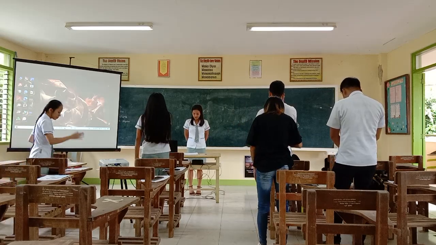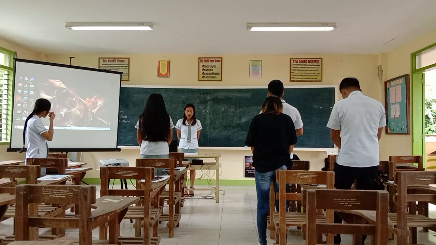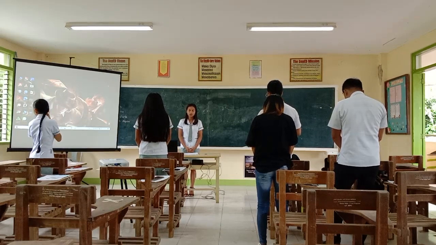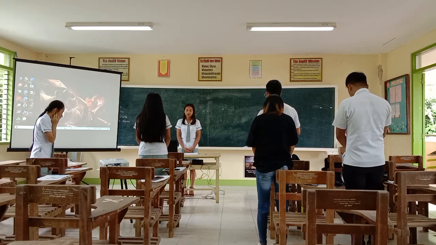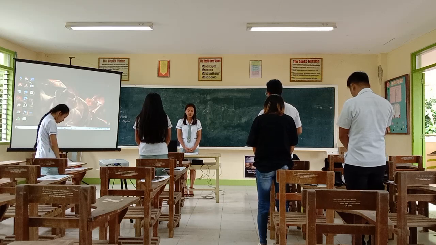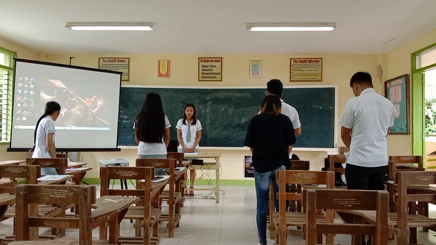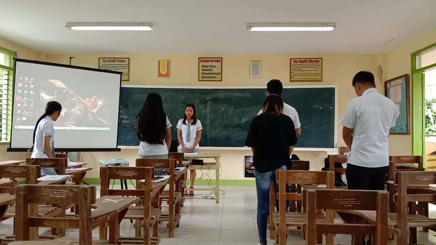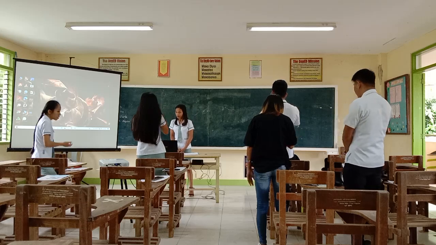In the name of the Father, Son, and the Holy Spirit. Amen. Our Father, who art in heaven, hallowed be your name. Your kingdom come. Your will be done, on earth as it is in heaven. Give us this day our daily bread, and forgive us our trespasses, as we forgive those who trespass against us. And lead us not into temptation, but deliver us from evil.